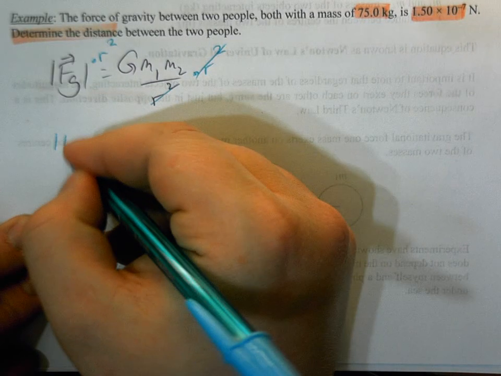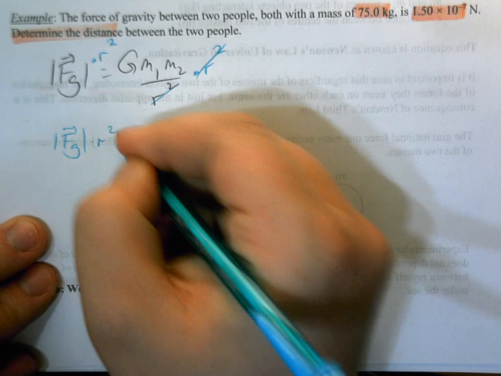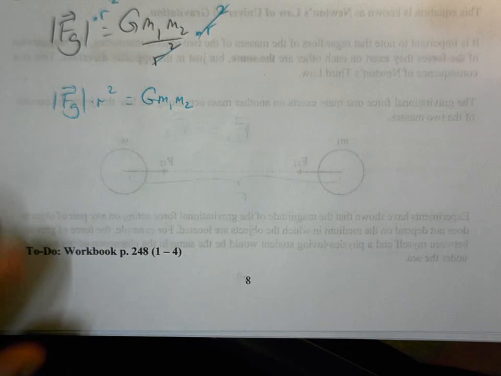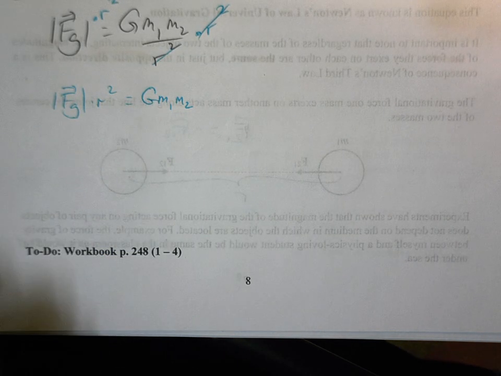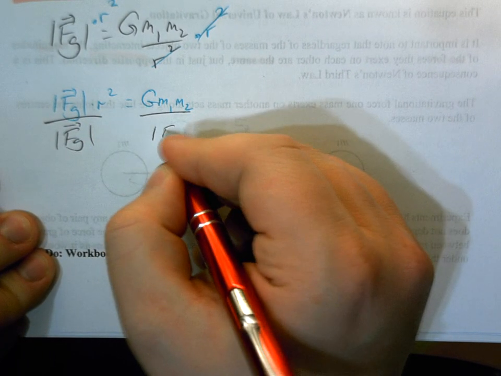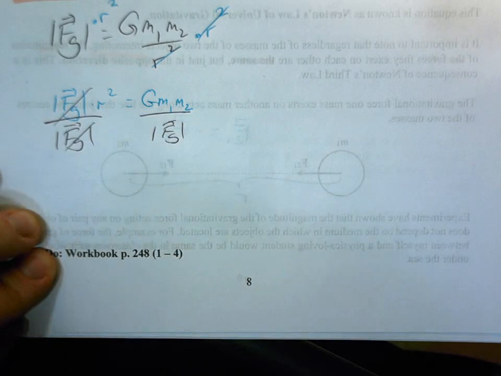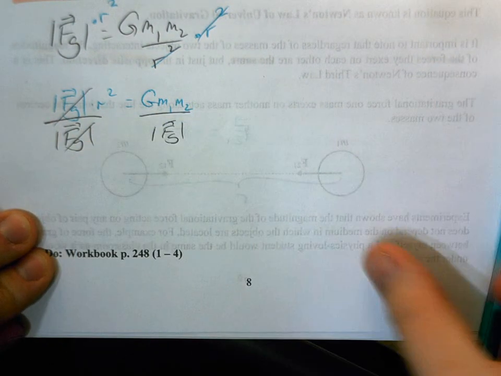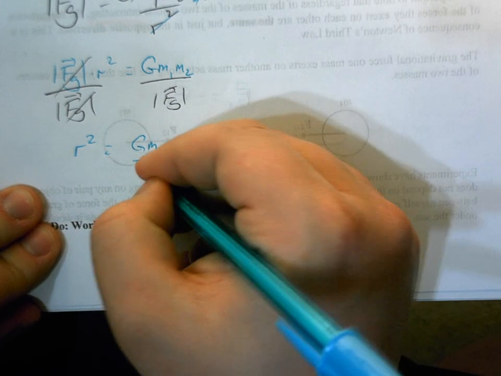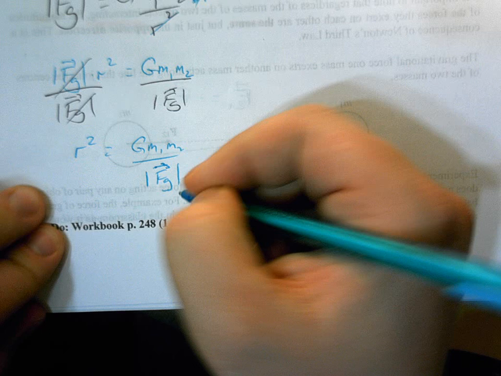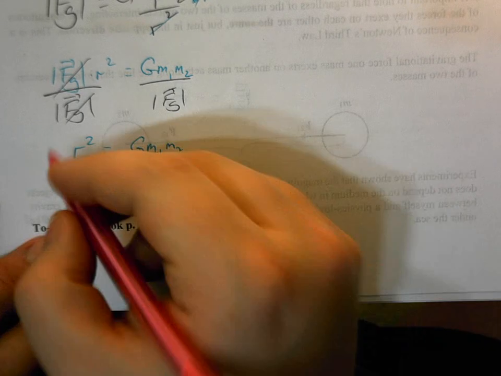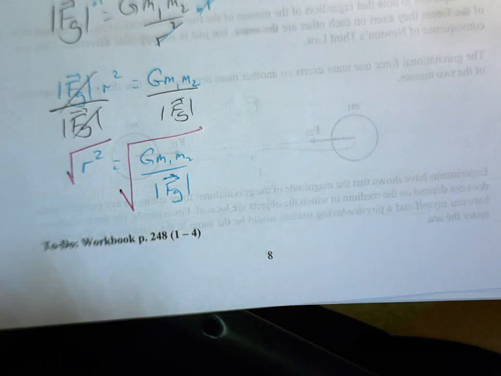So on the left side, I'm going to get Fg times r squared is G m1 m2. Now, I have r squared up top. I can isolate for it. I don't want that Fg on the left there, so I'm going to divide both sides by this force of gravity. So what I'm left with now is this nice little equation: r squared equals G m1 m2 divided by the magnitude of the force of gravity. Well, that's all well and good, but again, I want r, not r squared. So last thing, we're just going to take the square root of both sides.